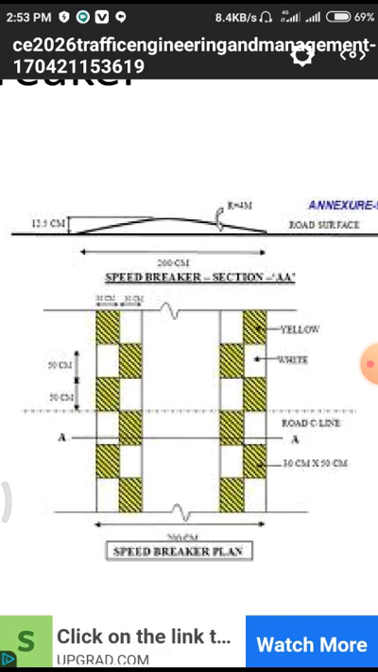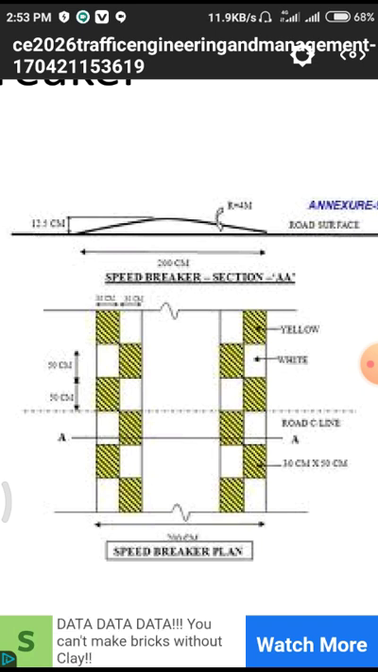Why? Because yellow, orange and red have more visibility properties, so we mostly use red and yellow, and we are not using orange. With respect to orange, we are using yellow. So yellow, red and orange we use in traffic signals. Why? Because they are mostly visible to persons.